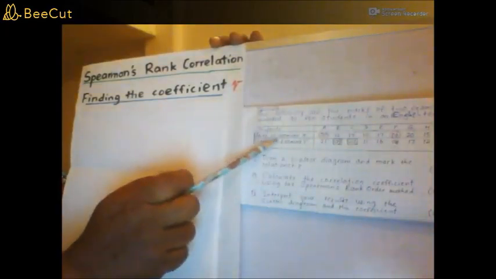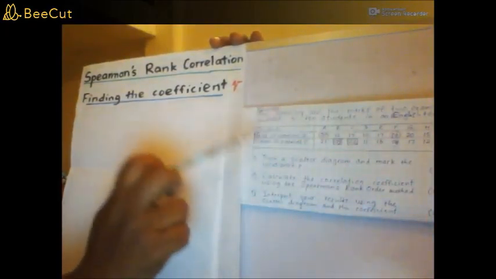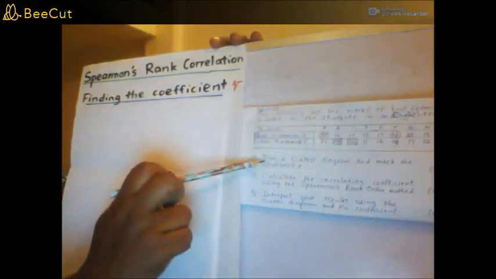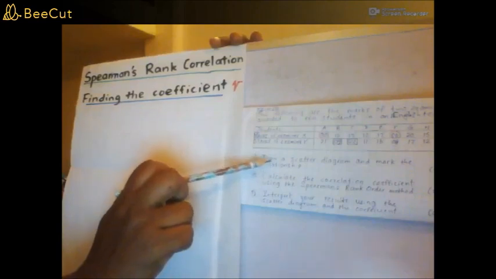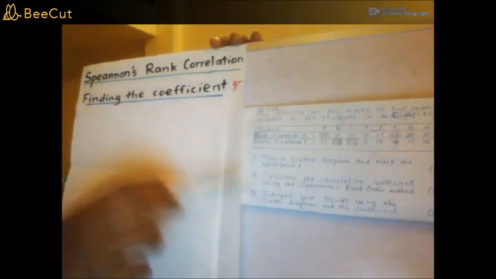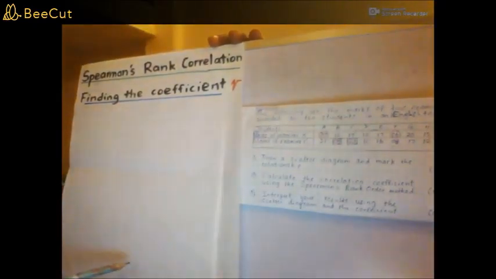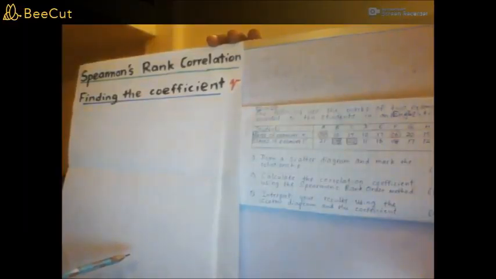In this question, it's not that clear, but you are familiar with this now. They will give you two sets of marks. The first question: draw a scatter diagram and mark the relationship. We learned that last time. Second question: calculate the correlation coefficient using the Spearman's rank order method. That's what we are going to do today.